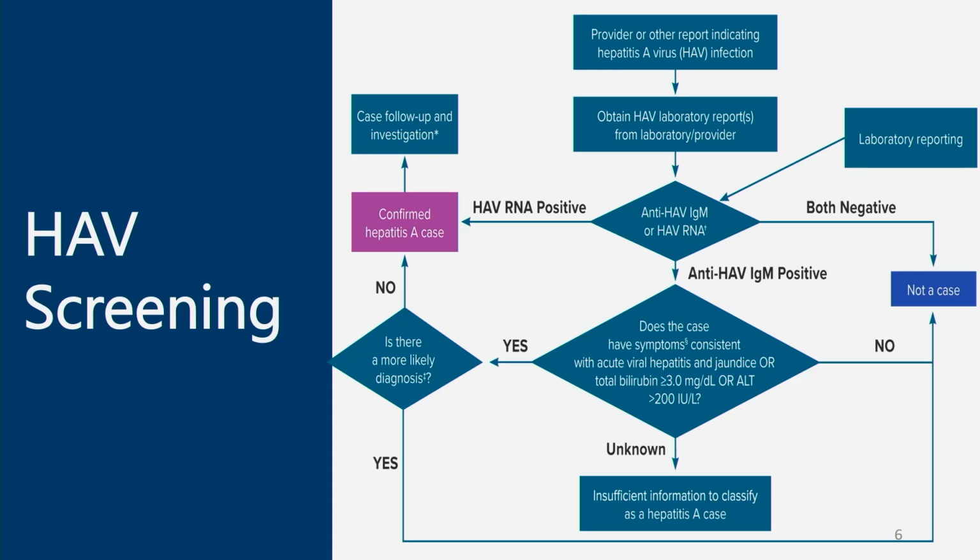So this flowchart goes through the testing and case classification for hepatitis A. And it uses a lot of other information besides hepatitis A antibody testing to determine if someone is a true case of hep A. And all this information is great, but it doesn't include the fact that many people are screened for hep A without any symptoms or an epidemiologic link to an outbreak.